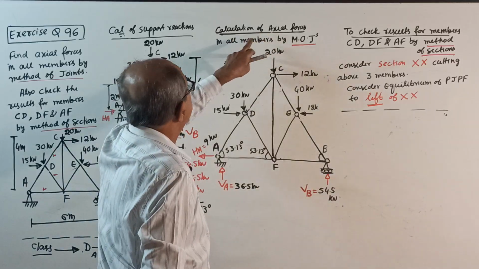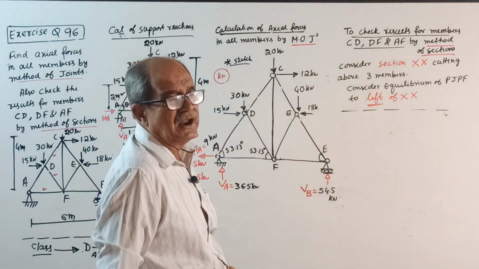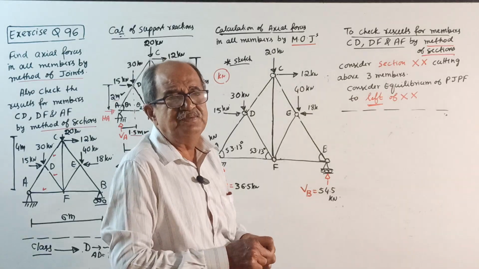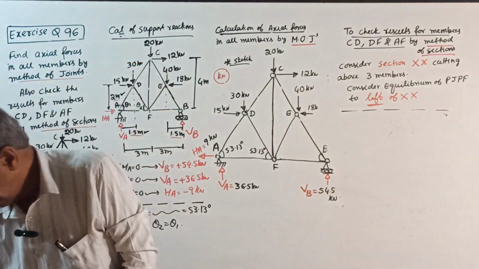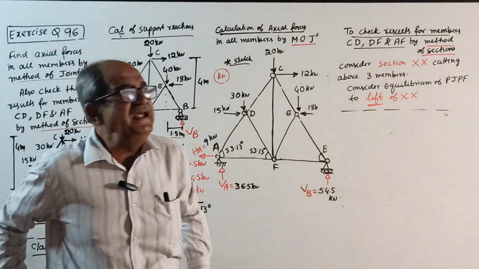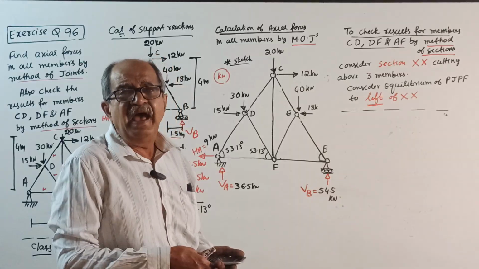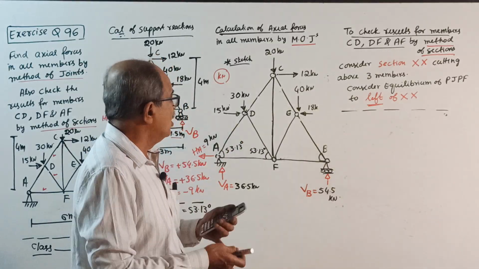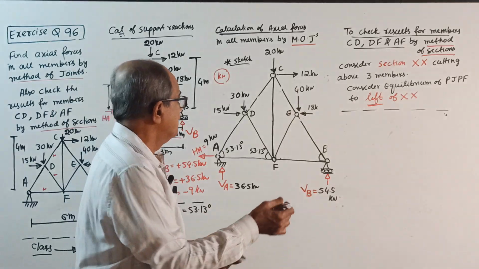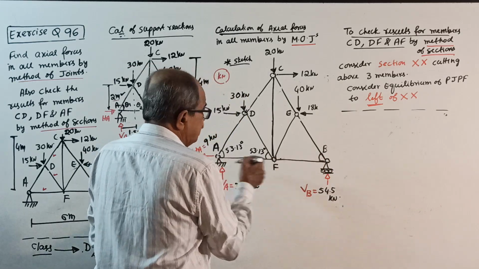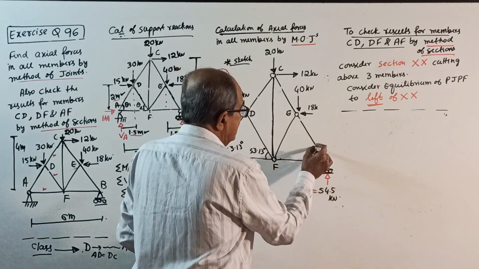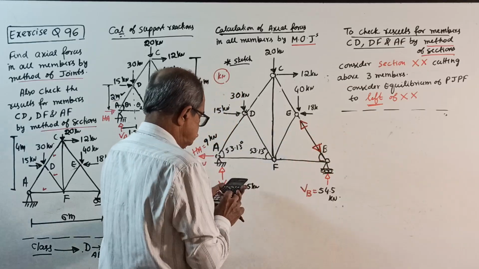Calculation of axial forces in all members by method of joint. Okay, this is exercise for you. I told you, this I am not doing. Not doing means not writing steps because we are in the exercise. Same question solved. Select a joint. Okay, I will start from joint B. Any A or B you can start. A more forces, B is better for me. You solve any joint.